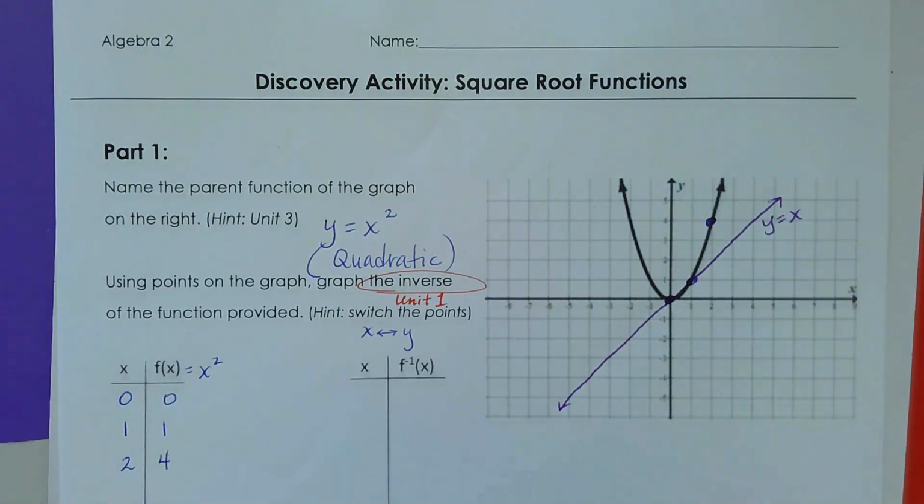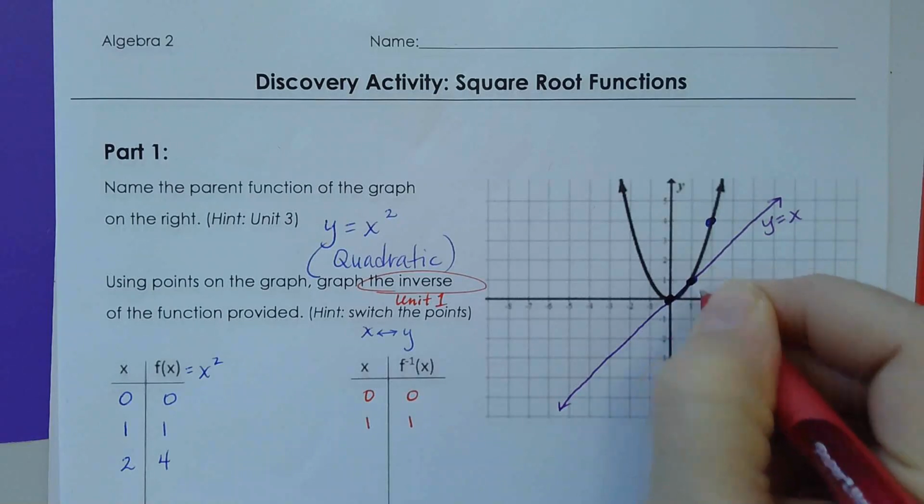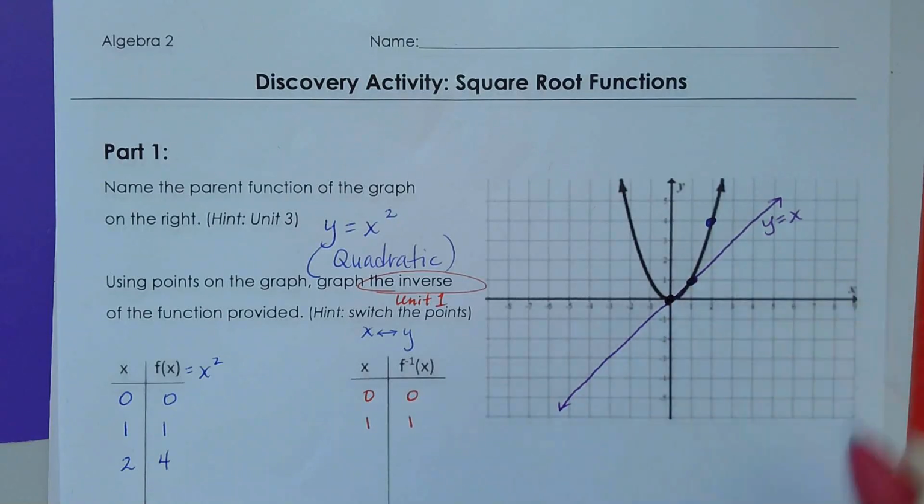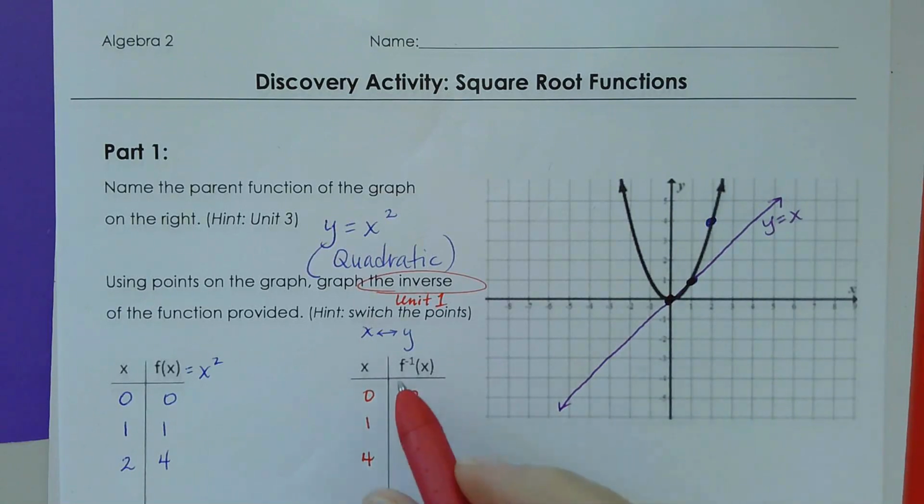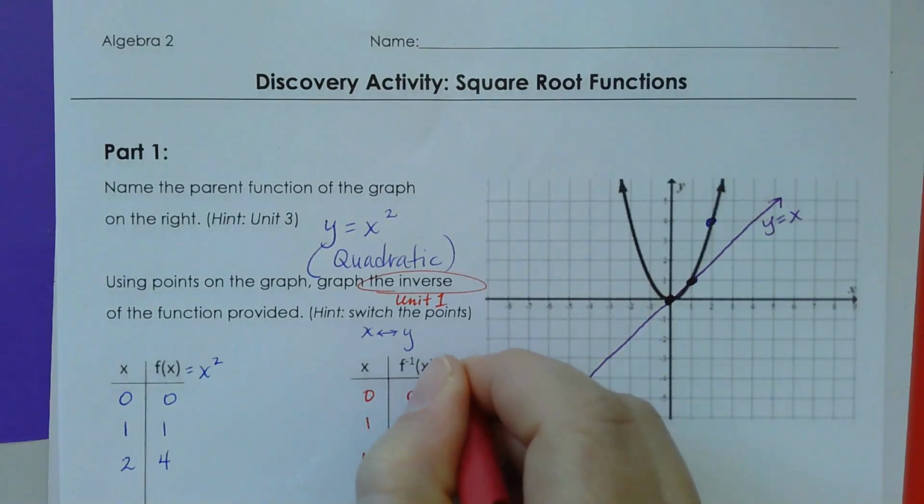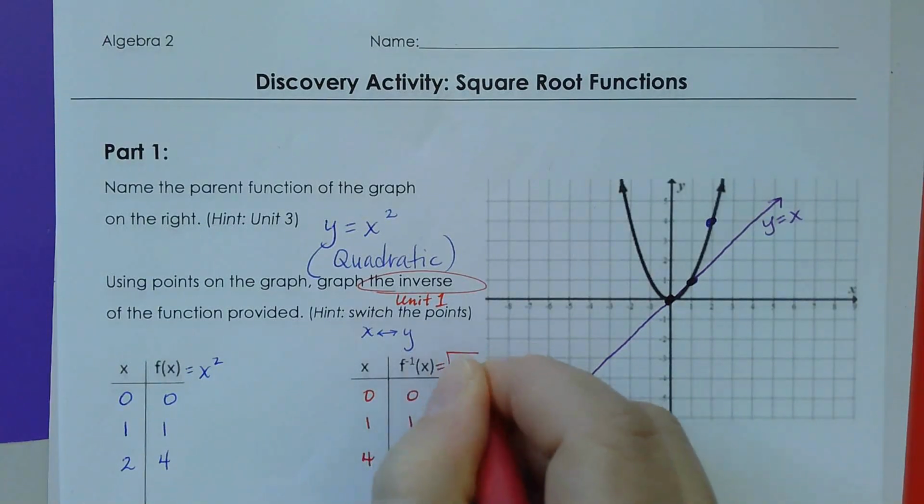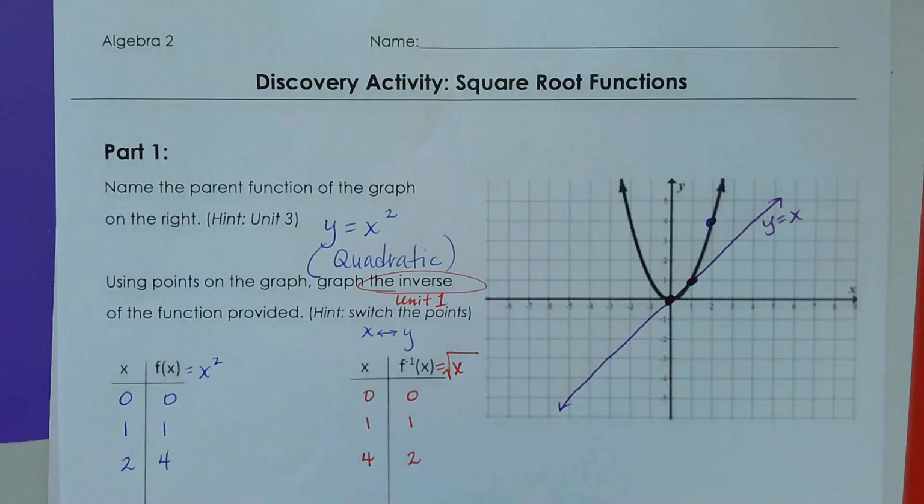So on the inverse graph, I would have these backwards. I'd still have 0, 0. I'd still have 1, 1. So these 2 points are on both of the graphs. But then instead of writing 2, 4, I have 4, 2. And this inverse is y equals square root of x.